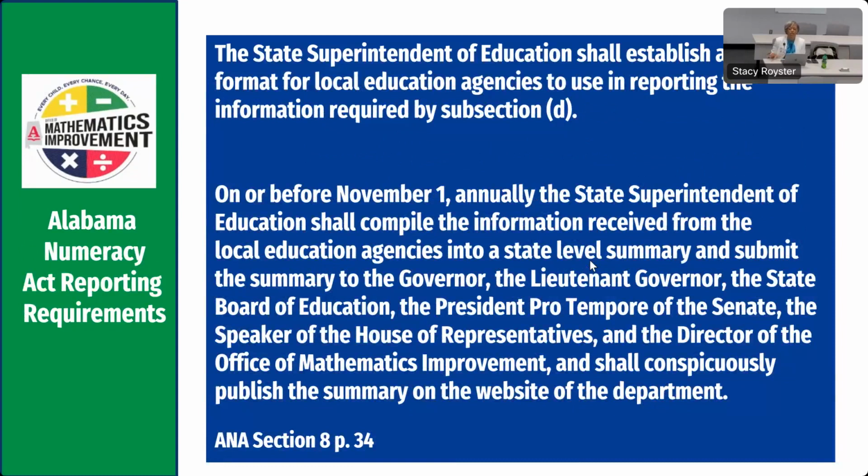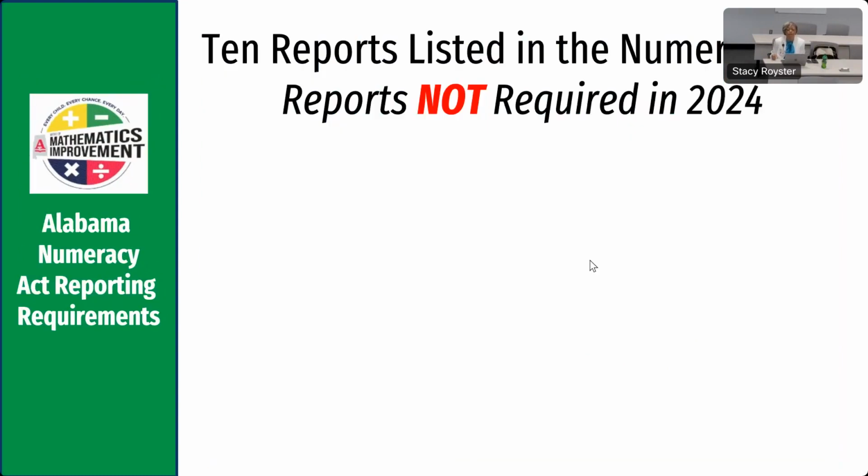Moving on, the uniform format is really what we're discussing. This is the expectation for every single LEA: to use this platform. And the second part is just to list the various individuals and groups that will receive this report. There are 10 reports that are listed in the Numeracy Act that are to be completed.